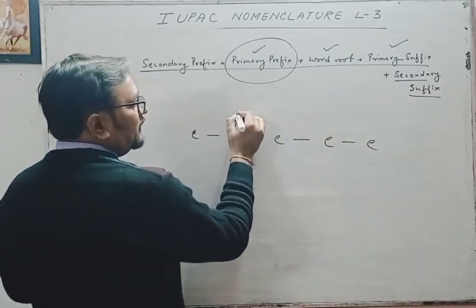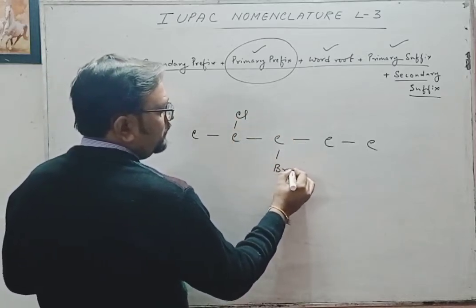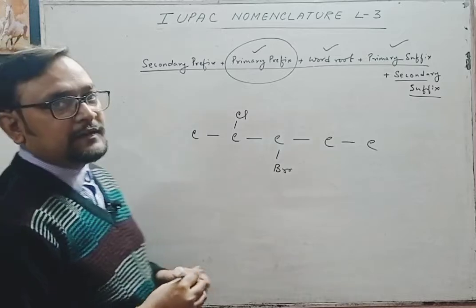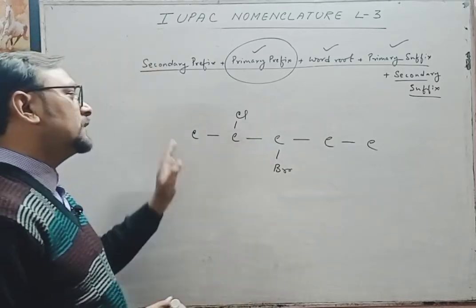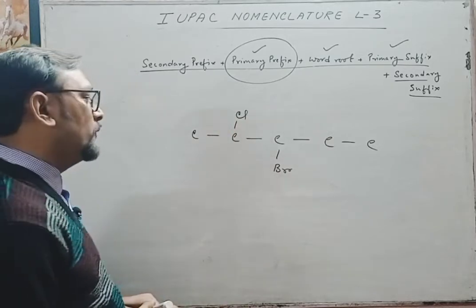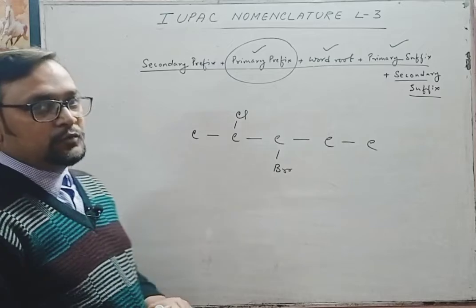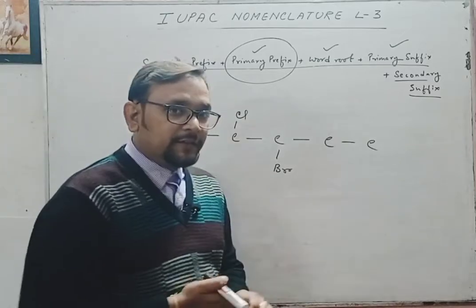Now imagine that I have two substituents like this, one is chloro and another is bromo. You have been given two substituents like this, one is chloro, another is bromo. Then what shall I do? Yes. Now first of all, let us select the longest chain.